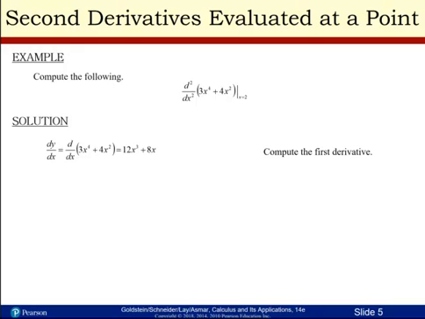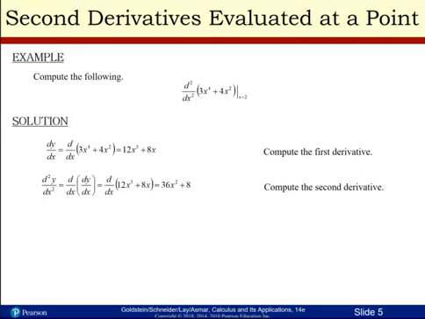When I take that first derivative with respect to x, I'll get 12x cubed plus 8x. Computing the second derivative, I'm going to once again use that power rule combined with the sum rule, and I'll get 36x squared plus 8.